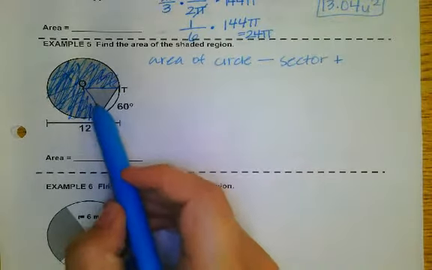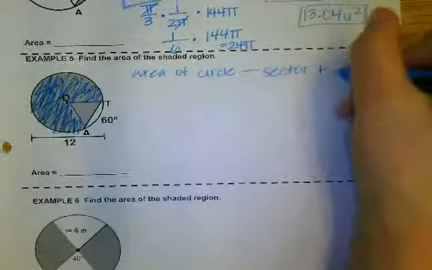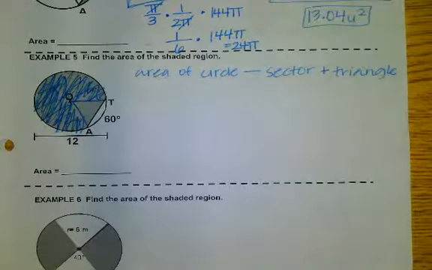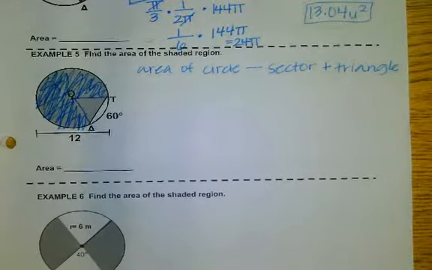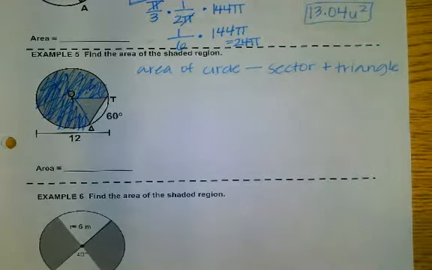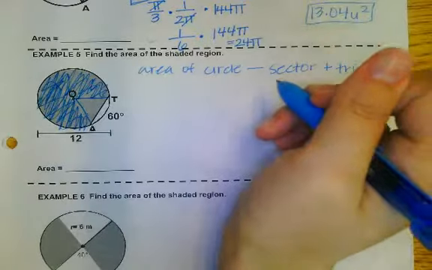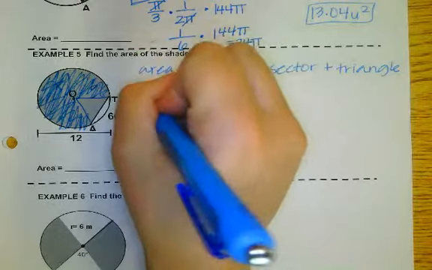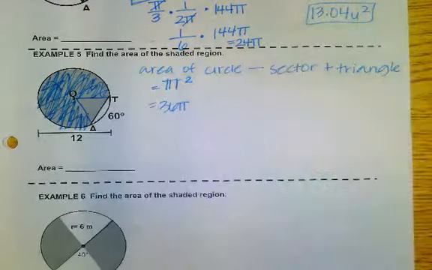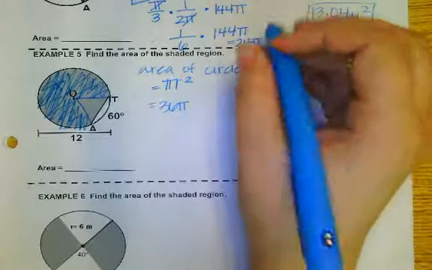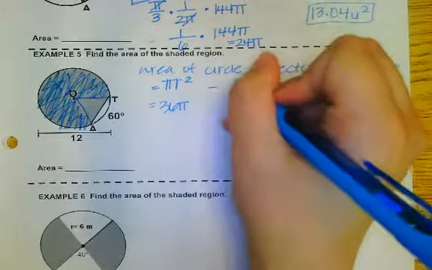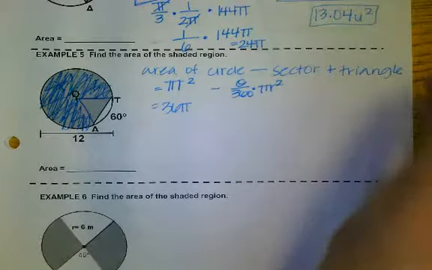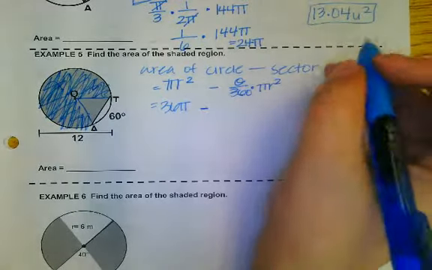Okay, so area of my circle is what? Pi r squared, and what's my radius? So the area is 36 pi. Okay, my sector. I have theta over 360 times pi r squared. What is my central angle? I'm looking at just my sector. What's the central angle of this sector? 60.